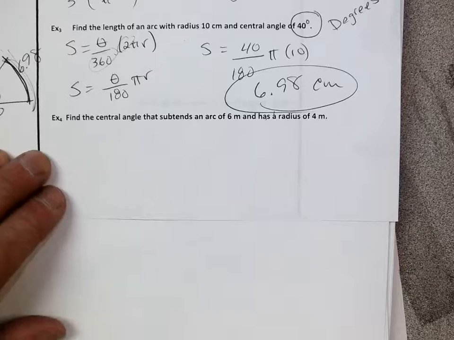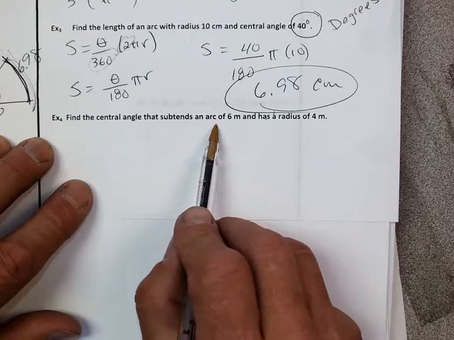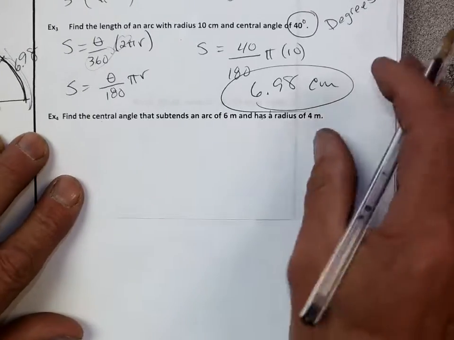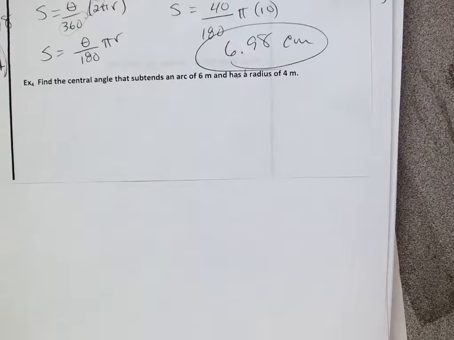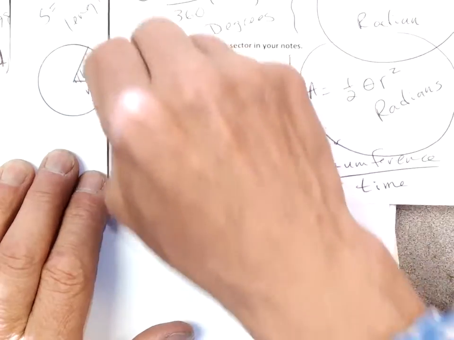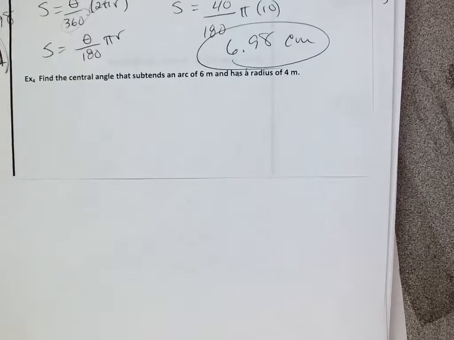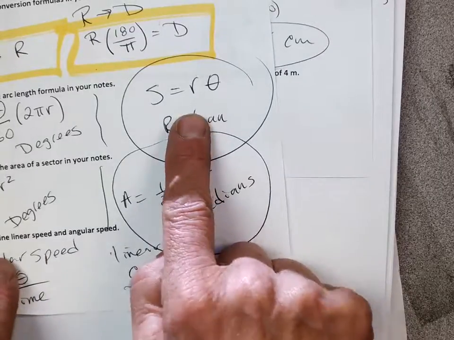Find the central angle that subtends an arc of 6 centimeters and has a radius of 4. Okay, so first question. What is subtend? Subtend means it's the arc that is on it. Does that make sense? So here's our question. It's up to you. We can get our angle in 2 ways: degrees or radians. What do you want to do? Radians. Why do you like radians? Because it's easier. See the formula?